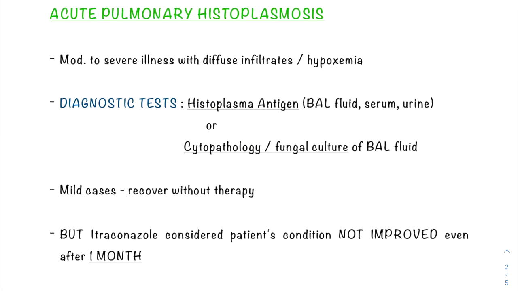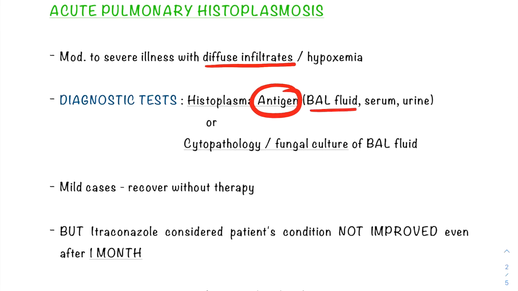So, first we'll be discussing the acute pulmonary histoplasmosis. Usually, it may range from a mild to moderate to severe illness, and the moderate to severe illness is usually associated with diffuse infiltrates in the lung and may be associated with decrease in the oxygen levels, that is hypoxemia. So, the diagnostic tests are detecting the antigen. And where do we detect the antigen? We detect in the bronchoalveolar lavage fluid or the serum or the urine.